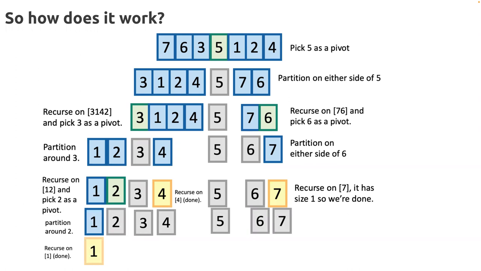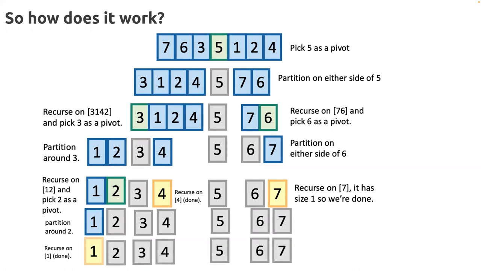Finally, we recurse on the one, which hits the base case, and it's empty. And this is what your array looks like at the end. So this is just a specific example of how QuickSort works. Hopefully this also helps convince you that QuickSort is sorting your array.